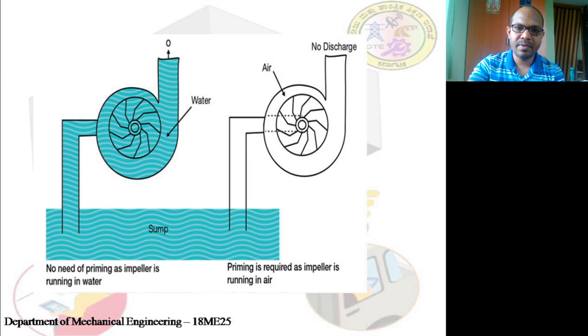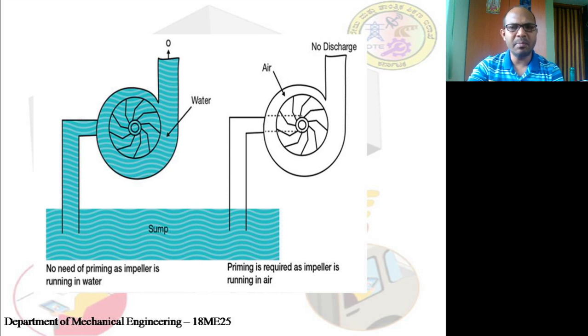no need for priming as the impeller is running in water. If the impeller itself is in the water, then there is no need for priming. Priming is required as the impeller is running in air. Now this is what is happening in the second case. This is how our domestic pumps are working in our homes. These pumps are placed in the air.